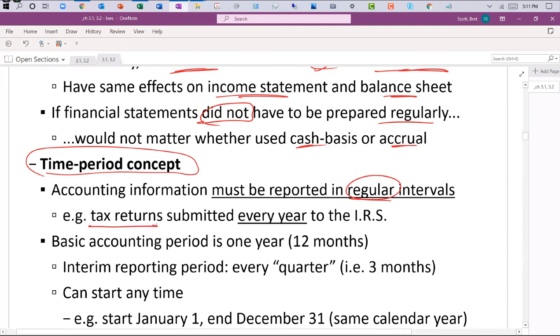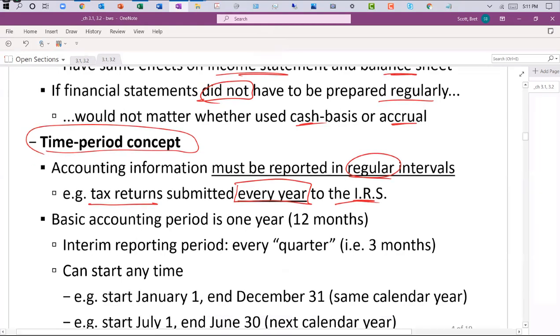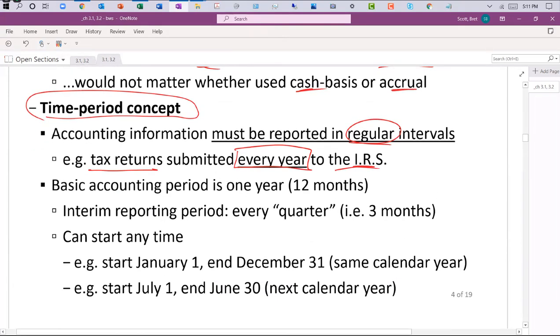You may be familiar with this time period concept. When you file your tax return, you're submitting a tax return every year to the IRS. The IRS wants to know, hey, between January 1st and December 31st, how much money did you make? Because we want some of that. So you already do the time period concept. You already file an annual statement with the IRS. It's an income statement. The basic accounting period, therefore, is also 1 year or 12 months. We will produce financial statements that cover 1 year.